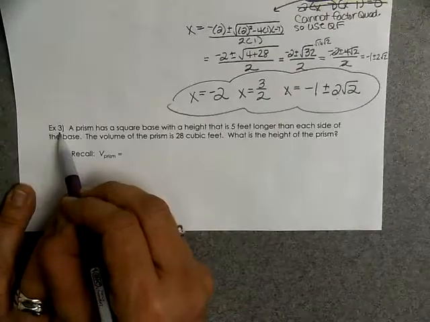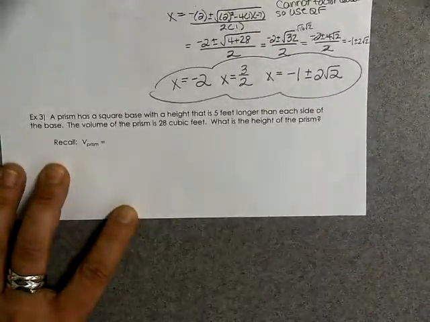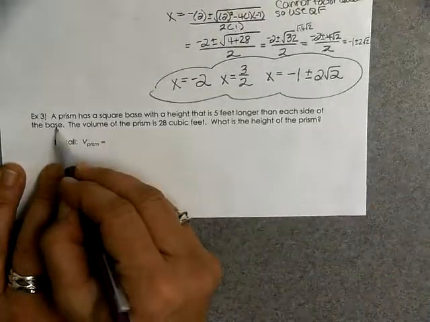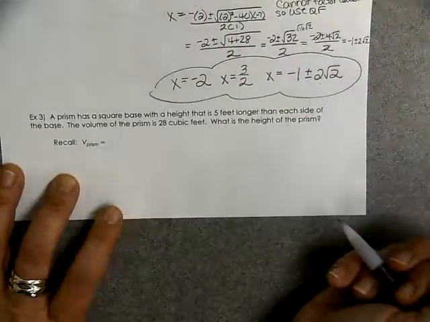So here, example 3, let's try to do this. This says a prism has a square base with a height that is 5 feet longer than each side of the base. The volume of the prism is 28 cubic feet. What is the height of the prism?